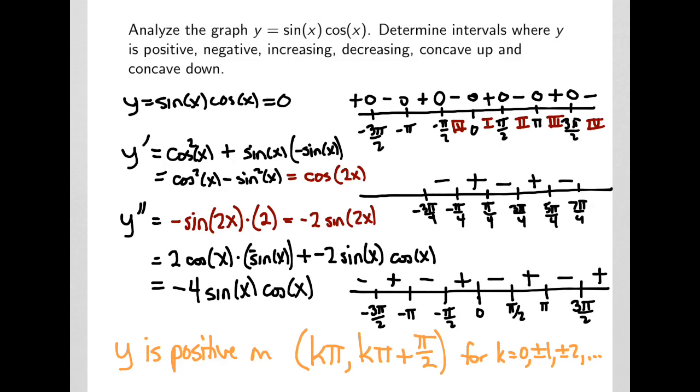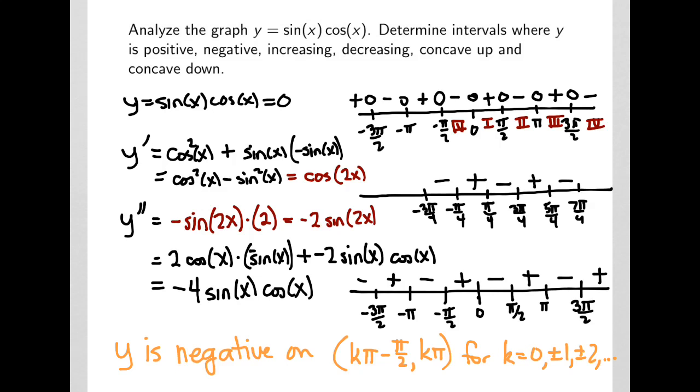We can do the same thing for where the function is negative. And we can get a similar formula. We realize that y is negative in many intervals. And notice that now the right endpoint is always an integer multiple of pi, and we're going to the left. And so we describe that as the right endpoint is k times pi, and it's k pi minus pi over 2 for the left endpoint.